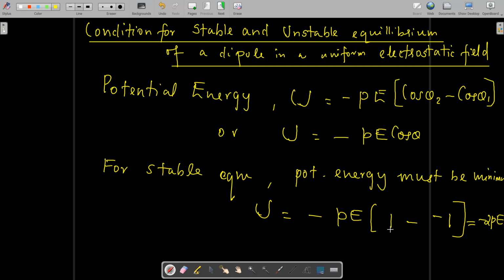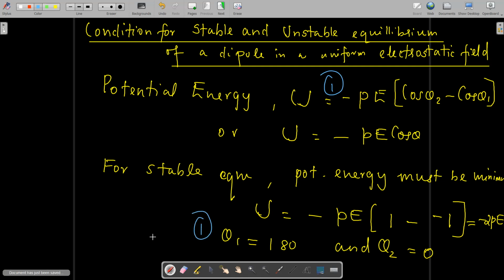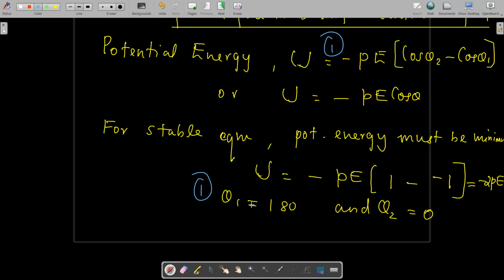Okay. How should we get 1 here? Theta 2 should be 0. And for getting minus 1, theta 1 should be 180. So theta 1 is equal to 180 and theta 2 is equal to 0 for stable equilibrium. That is according to the first equation. This is the condition: theta 2 is 0 degree and theta 1 is 180 degree.